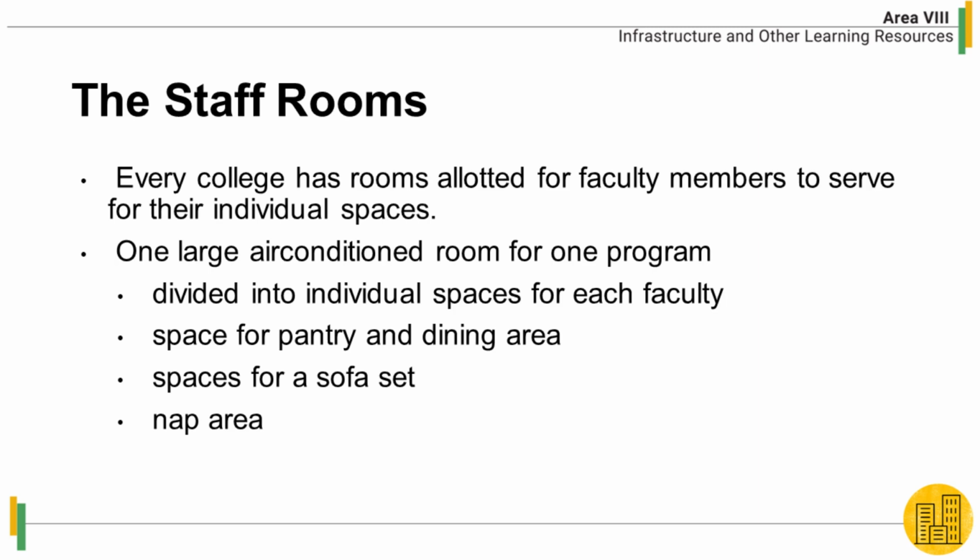Usually, one large air-conditioned room is intended for faculty members of one program. This room is divided into individual spaces for each faculty containing office table, chair, and cabinet. It also has a space for pantry, which is equipped with dining table, chairs, dining utensils, microwave oven, and refrigerator. Most rooms also have spaces for a sofa set and a nap area to give personnel spaces for relaxation.